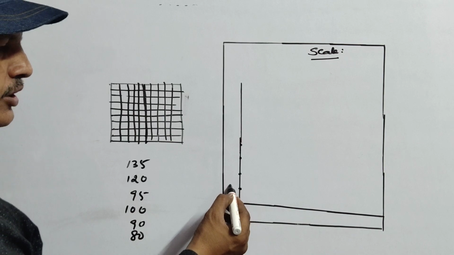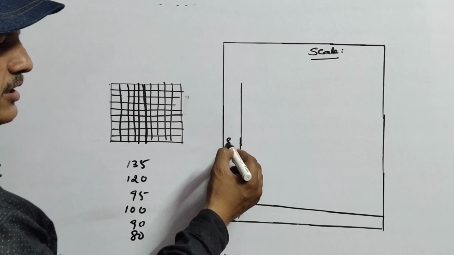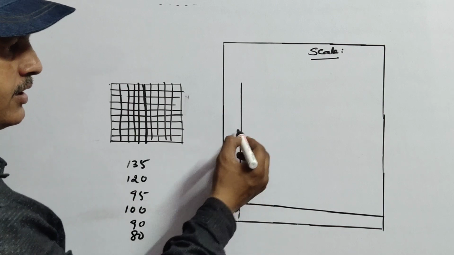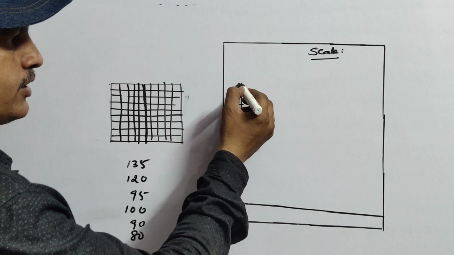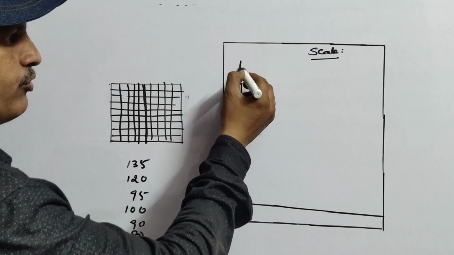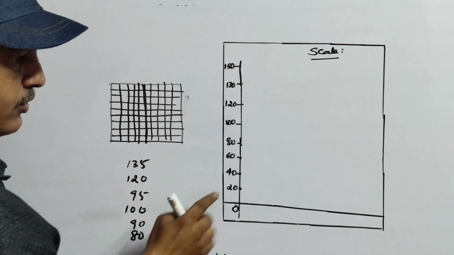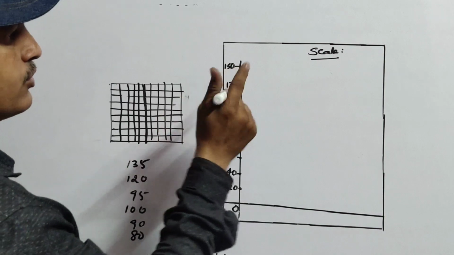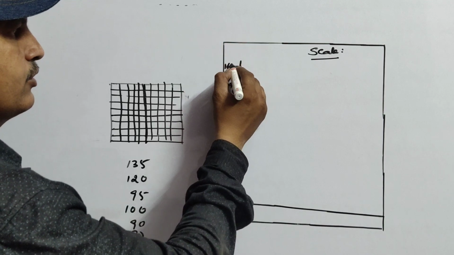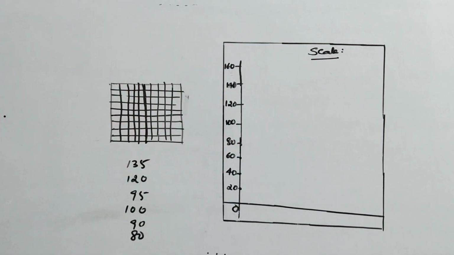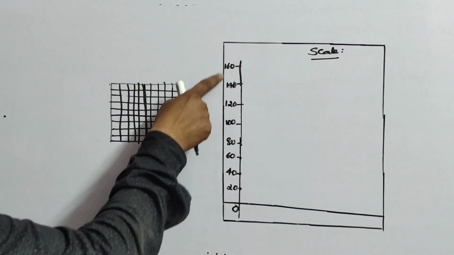So you just take it as 20. Next 40, next 60, next 80. Just draw like this. Next 100, next 120, next 140. Still, if you want, you can draw more, 160. So 140 is enough for us. If you write 160 also, no problem. 0, 20, 40, 60, 80, 100, 120, 140, 160.